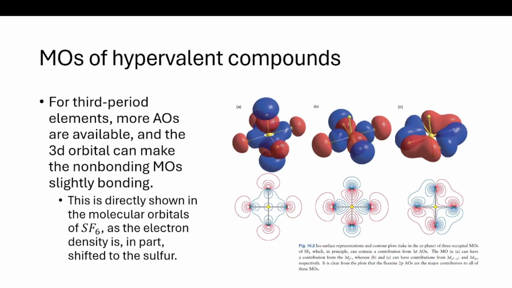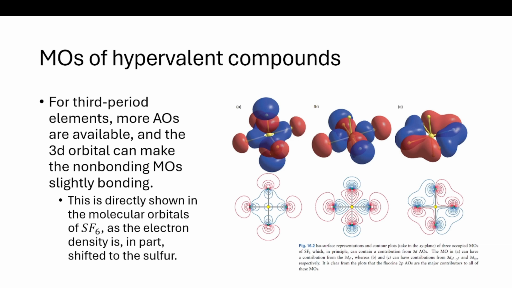Now, going on more about the molecular orbitals of hypervalent compounds, it is obvious that as we go down from the second period to the third period, more atomic orbitals will be available. Therefore, once we get to atoms such as sulfur and phosphorus, we have more atomic orbitals available, and in addition, we have the 3d orbitals available. What this orbital specifically does is make non-bonding molecular orbitals slightly bonding, improving the stability of these hypervalent compounds.